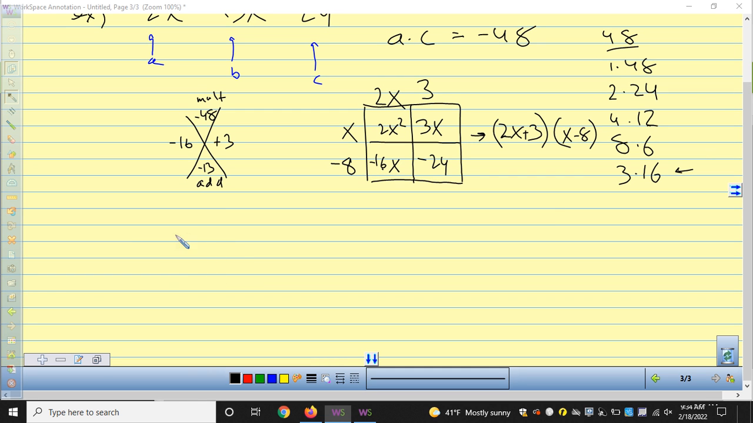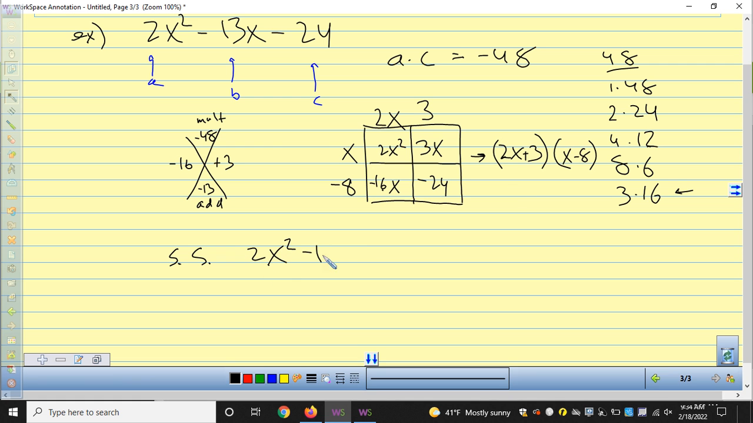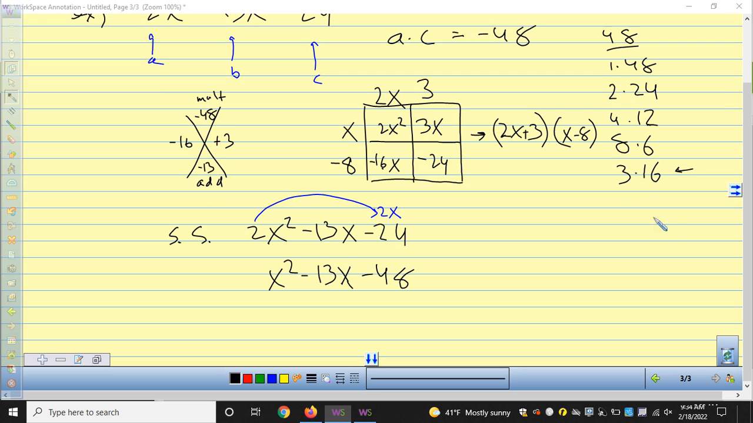All right, let's look at slip and slide. Two x squared minus 13x minus 24. We're going to slip this over. 2 times negative 24. x squared minus 13x minus 48. So even with slip and slide, we're still multiplying A times C. We're getting this negative 48, just like we did here. So we're still looking for two numbers that multiply to negative 48 and add to negative 13. It's just a different format.